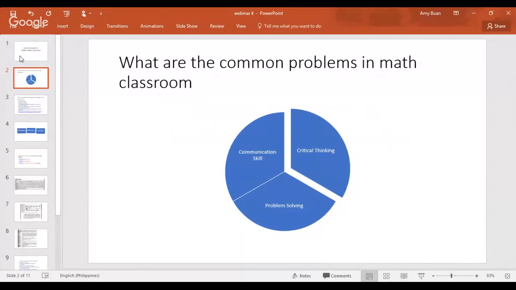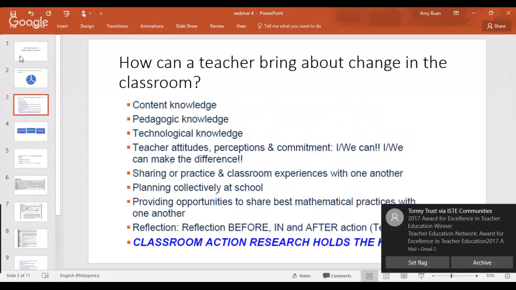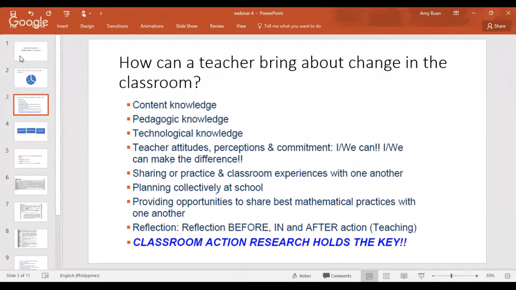So in doing action research, we're going to address some common problems in our math classroom, where our common problems are critical thinking, communication skill, and problem solving. So in what way could we innovate a lesson in such a way that we could solve a math problem in our classroom? Okay, so how can a teacher bring about change in a classroom?